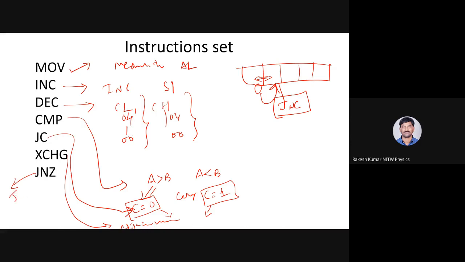Jump if not equal to 0. So that means after decreasing your counter values, your CL or CH values, it will check whether it is 0 or not. If it is not 0, it will go to the desired jump location where it is supposed to jump. If it is 0, it goes to the next instruction. So this is the instruction set which we will use for the ascending order program.